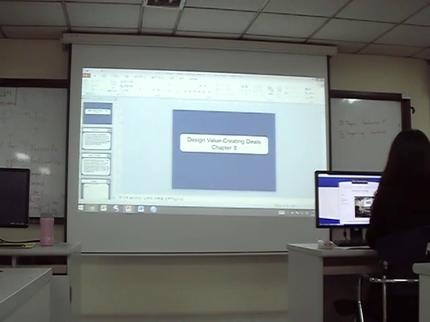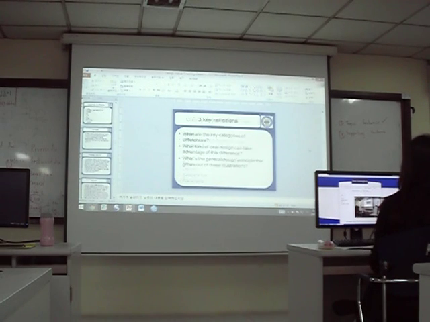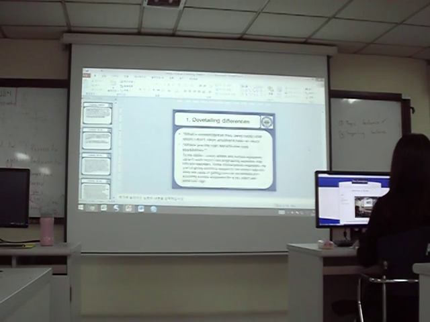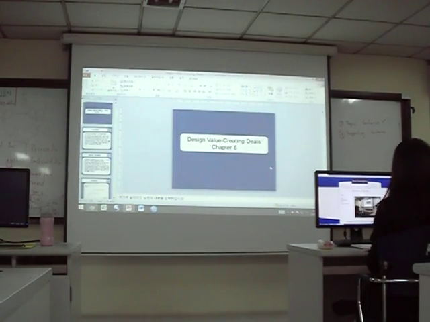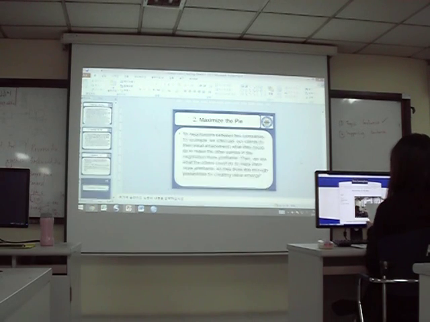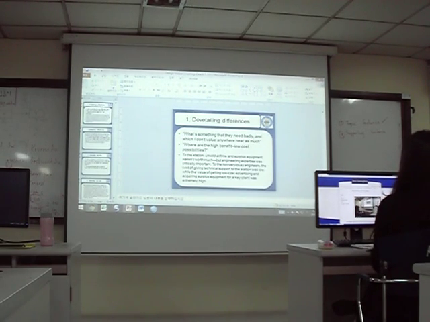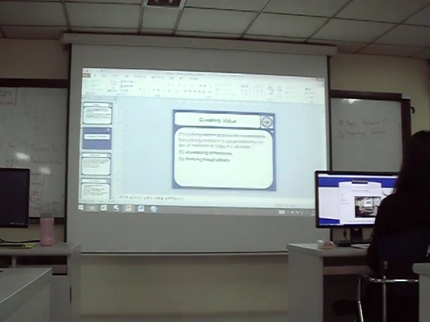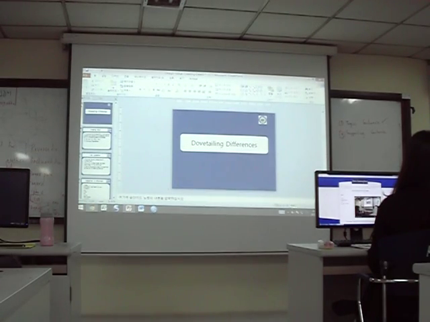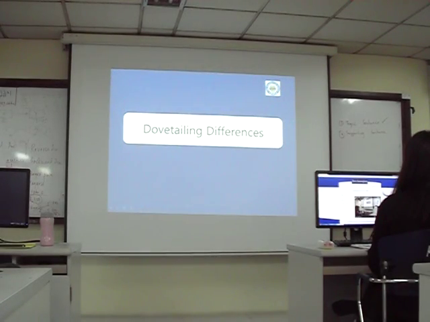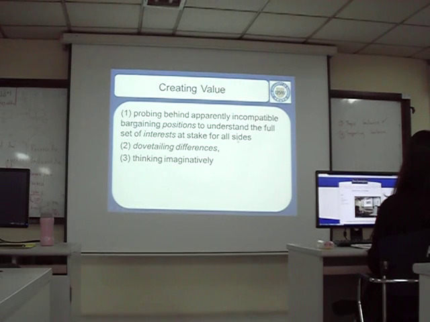Okay, so last time we were discussing design, creating a deal at the table. We're at the table with the other person and we're trying to create a deal together, okay? So we talked about dumping differences and maximizing the pie. Let's talk today in more detail about dovetailing differences, fitting the differences. So where does that fit in on creating value?